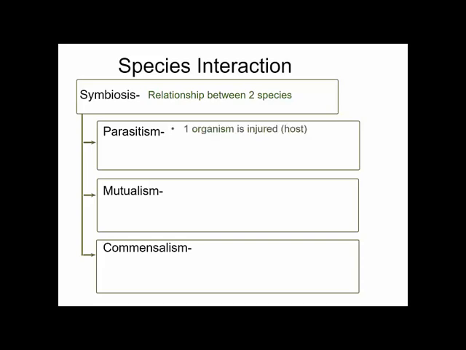So parasitism is a relationship when one of the species in the relationship benefits and the other one is harmed in some way. The one that is harmed we call the host, and the one that benefits we call the parasite. Example.